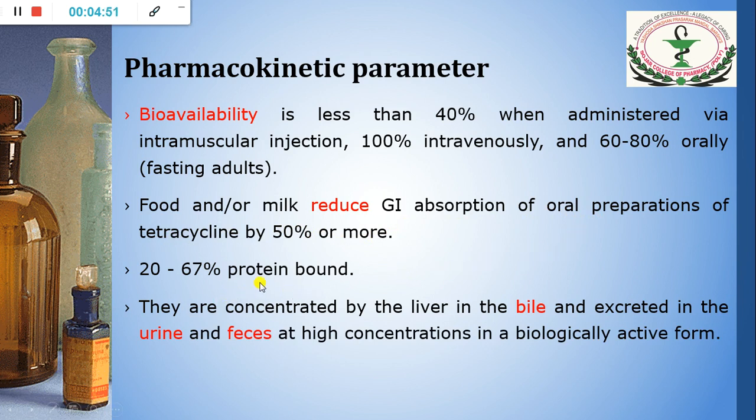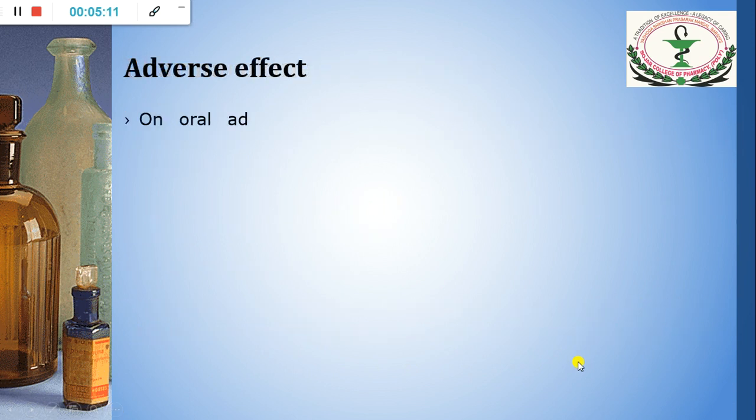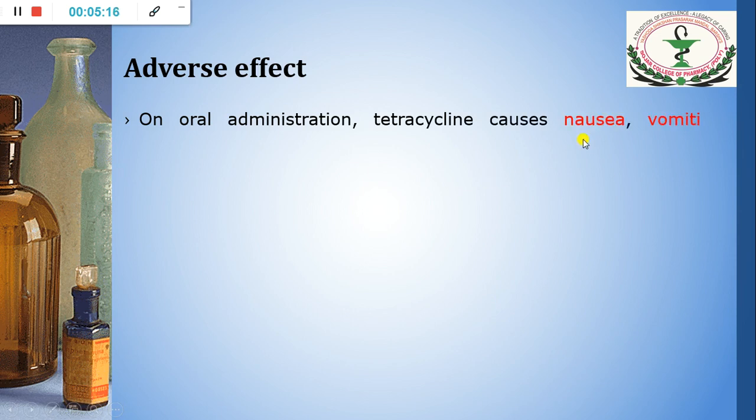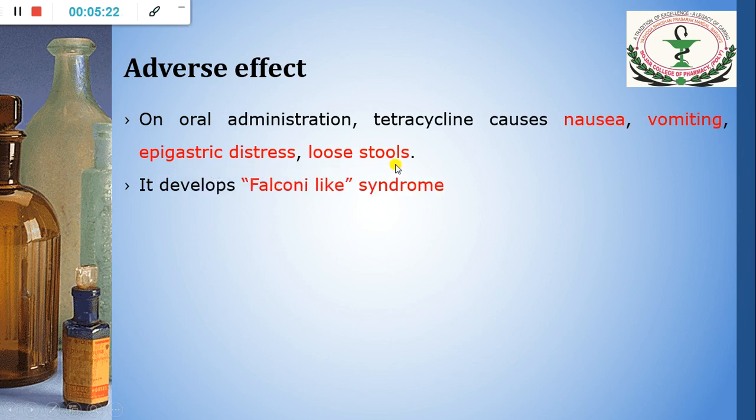After absorption, it will bind to plasma protein, around 20 to 67% binding, and they are concentrated in the liver and in the bile, and excreted in the urine and feces at high concentration in the biologically active form. Adverse effects on oral administration: tetracycline causes nausea, vomiting, epigastric distress, and loose stools.